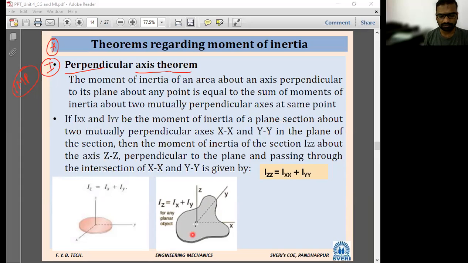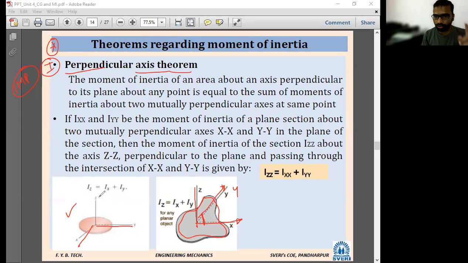Okay, so I will explain what this theorem means. Just concentrate. See, this is one figure. This is one elemental area. This is the x-axis and this is the y-axis. This x and y are perpendicular to each other. This z is perpendicular to the plane. In this figure, this is y, this is the x-axis, and this z is perpendicular to this plane.